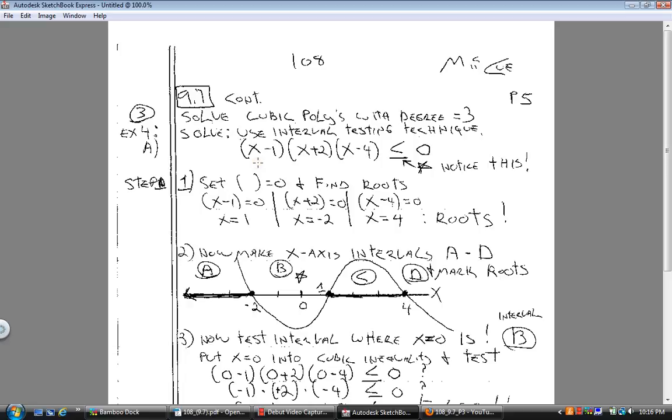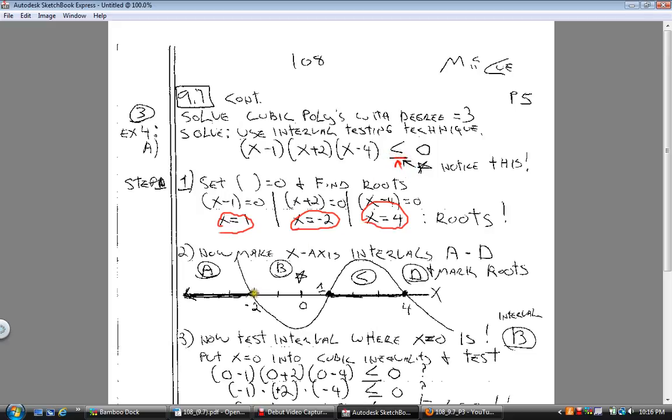Just like when we solve for a quadratic, we take each of the parentheses and set them equal to 0. So that's what step 1 is going to be. Take each parenthesis, set them equal to 0, and find the roots. Fairly quickly, you find that x equals 1, x equals -2, x equals 4. And notice in this case, we are working with less than or equal to 0, so don't forget that equal sign.